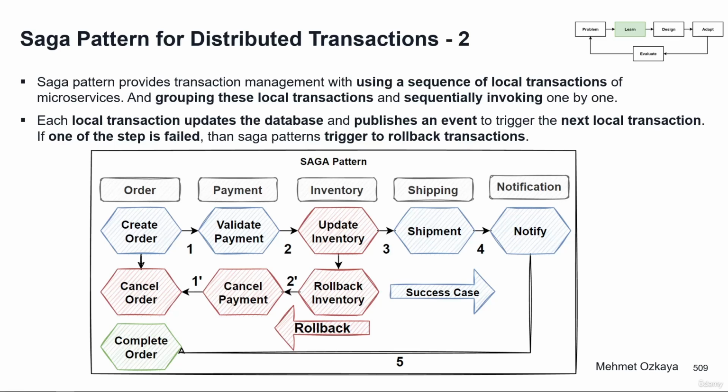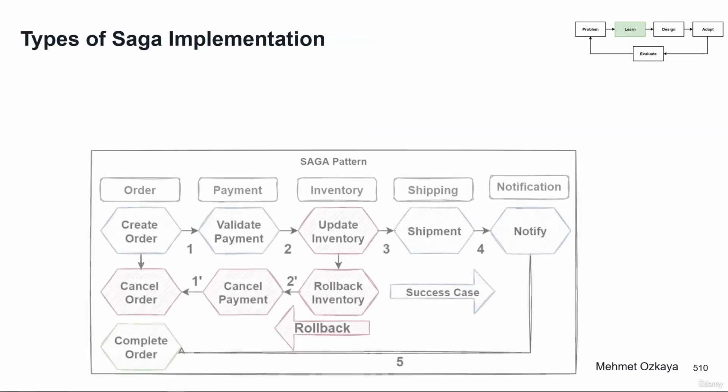As a result, the SAGA pattern is a useful tool for managing distributed transactions in microservice architectures. It allows us to ensure that the overall transaction is either completed successfully or is rolled back to the initial state. So this will provide resilient and reliable distributed systems when it comes to applying end-to-end use cases.